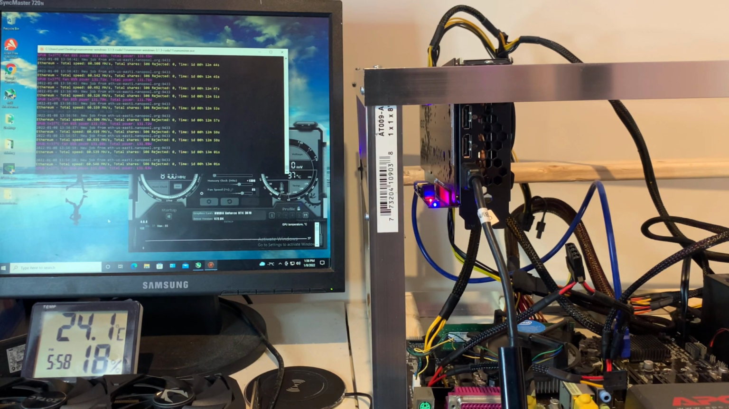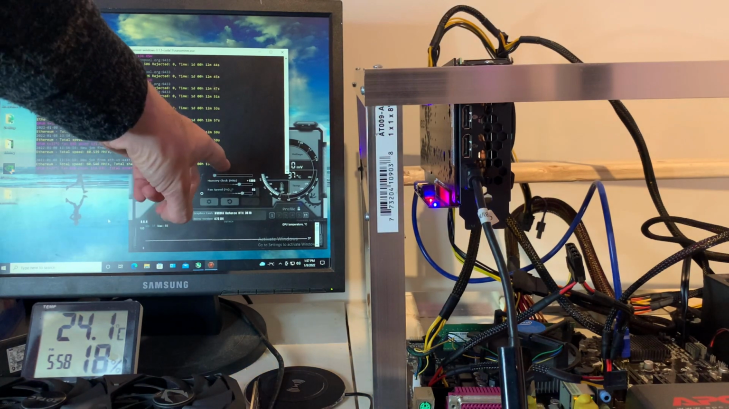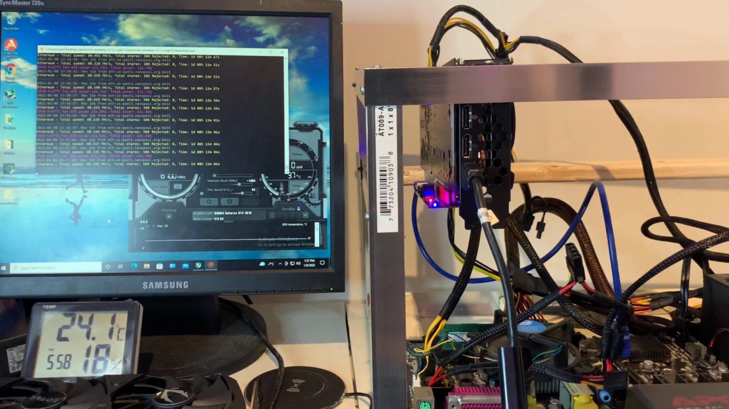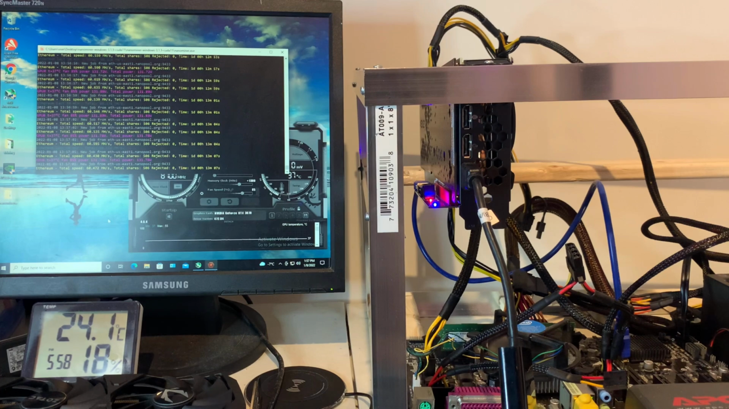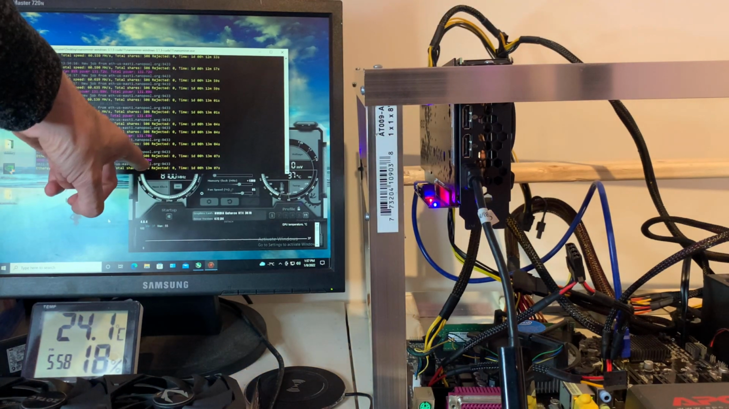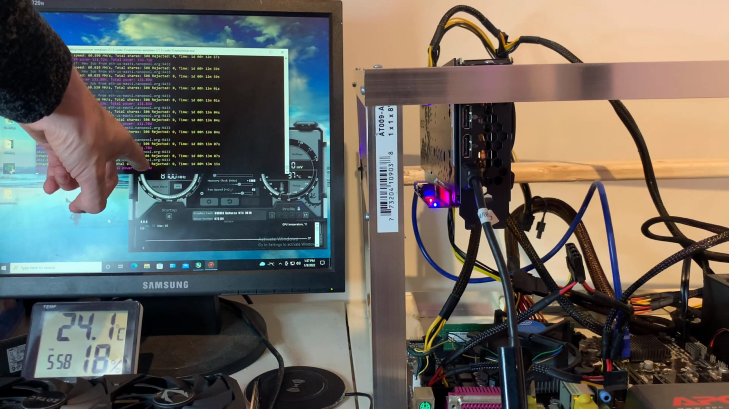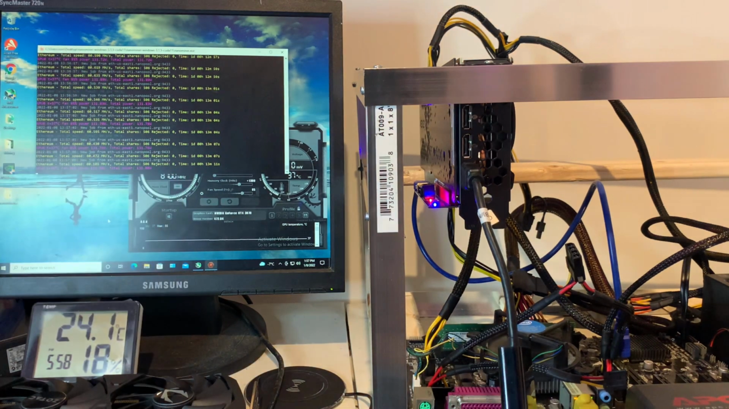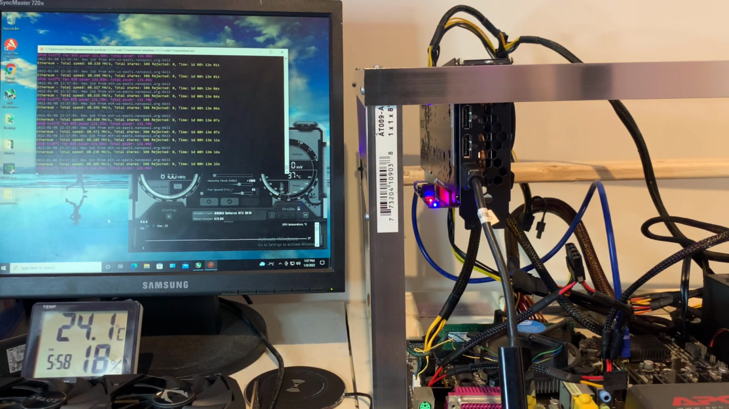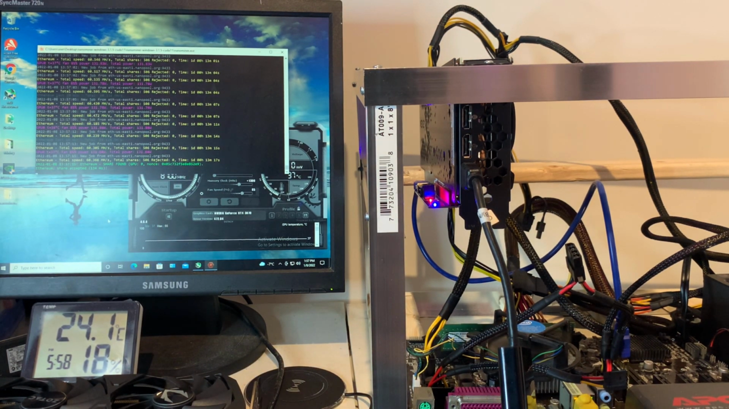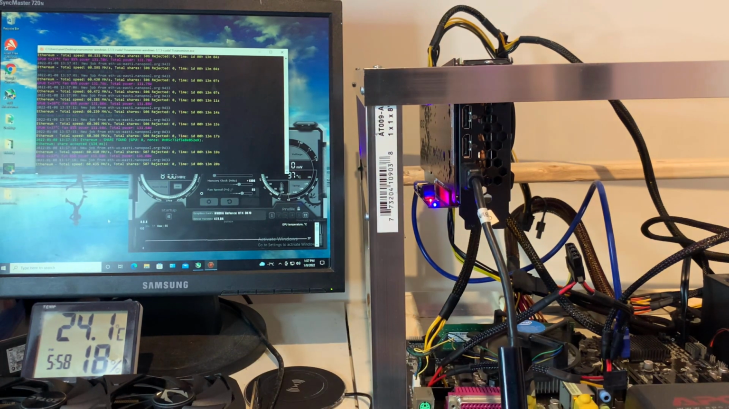So I found that if I increase the memory clock higher than 1,300, I start getting all kinds of invalid shares. So here we can see a total of 506 accepted shares and 0 rejected. So we don't want to boost the memory up so high that we're rejecting shares. Oh, there's another share found right now.